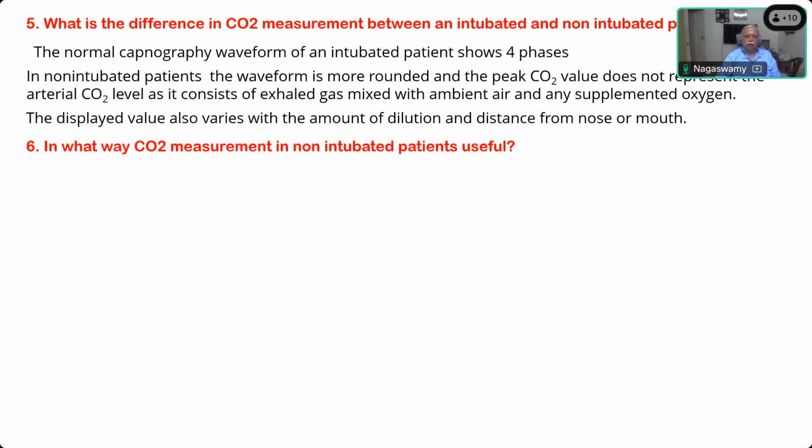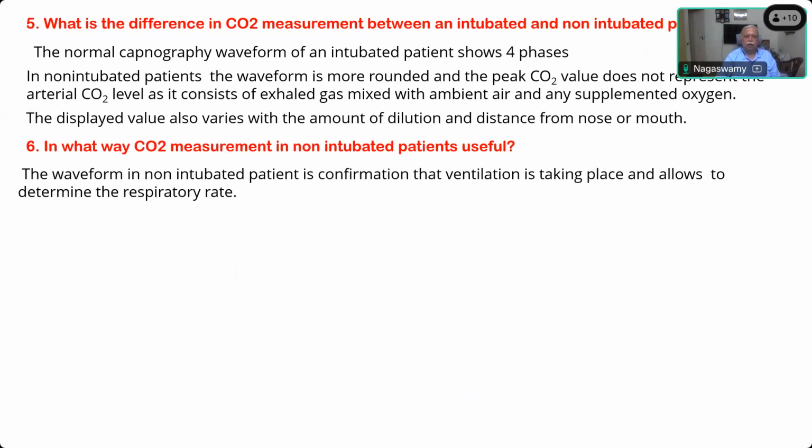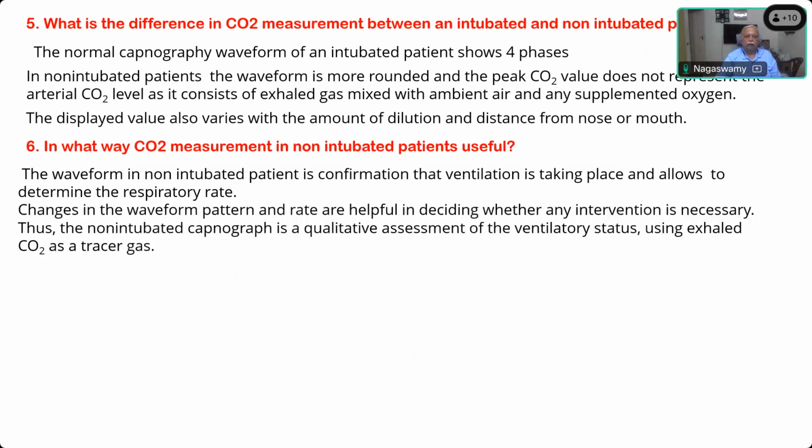In what way is CO2 measurement in non-intubated patients useful? Supposing you are giving supplemental oxygen, the waveform in a non-intubated patient is confirmation that ventilation is taking place and allows you to determine the respiratory rate of the patient, because that graph will go much faster. Changes in the waveform pattern and rate are helpful in deciding whether any intervention is necessary. Thus, non-intubated capnography is a quality assessment of ventilatory status using exhaled CO2 as a tracer gas.